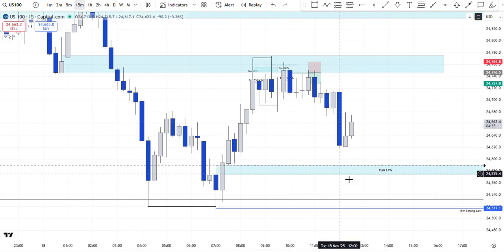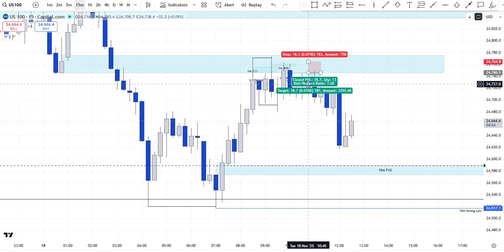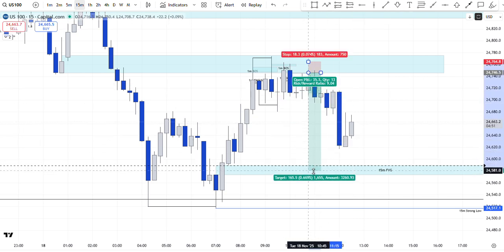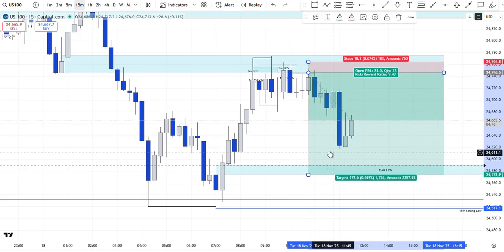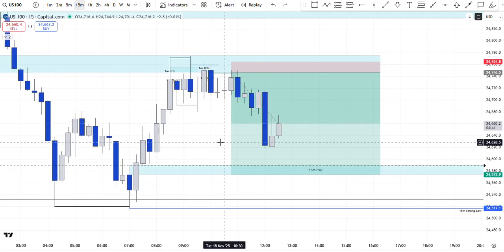So we can see here, this is where I believe price is being drawn to. I'll drag that all the way down. I could look for the close of the fair value gap if I want to. I'll just drag that over. So you can see this is the trade we're currently in.